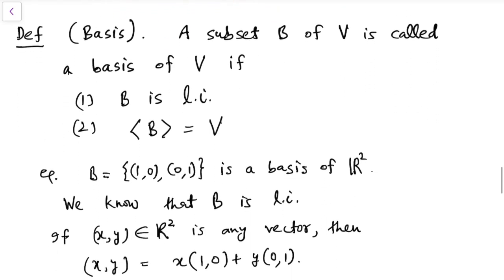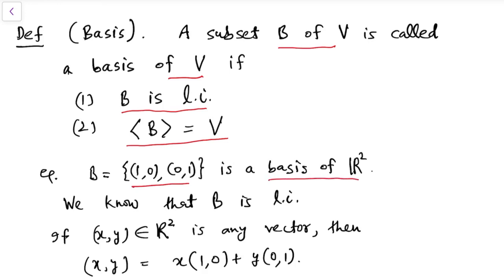Then we have the definition of basis. A subset B of a vector space V is called a basis of V if B is linearly independent and B spans V. Span of B becomes the whole of V. For example, these two vectors (1, 0) and (0, 1) form a basis of R square.